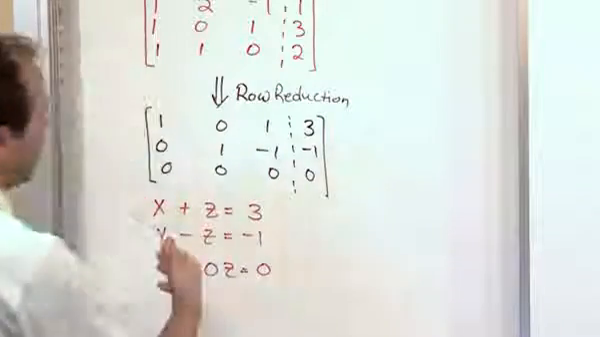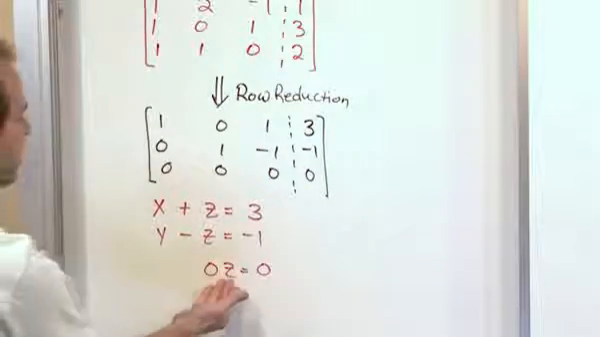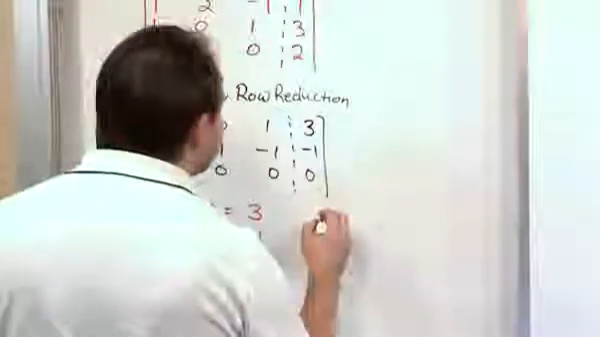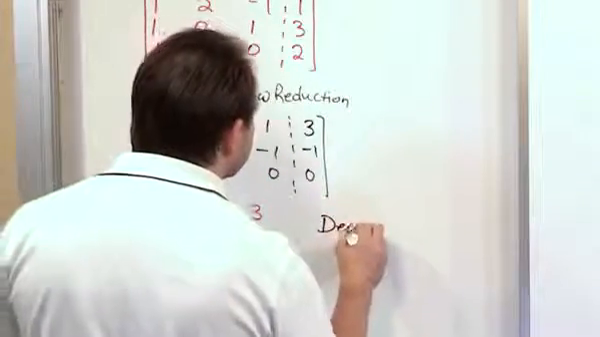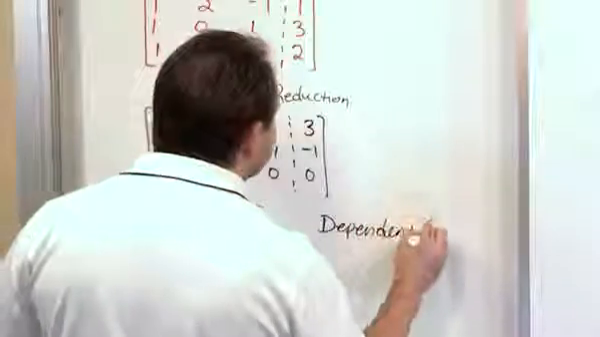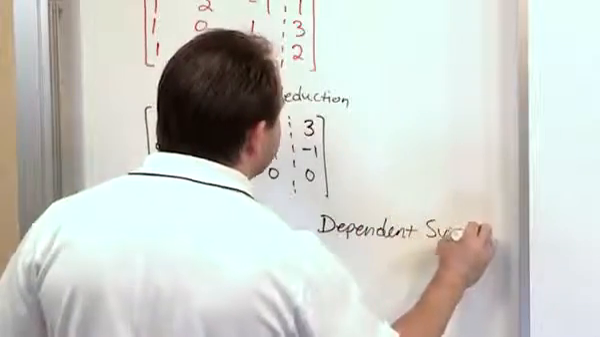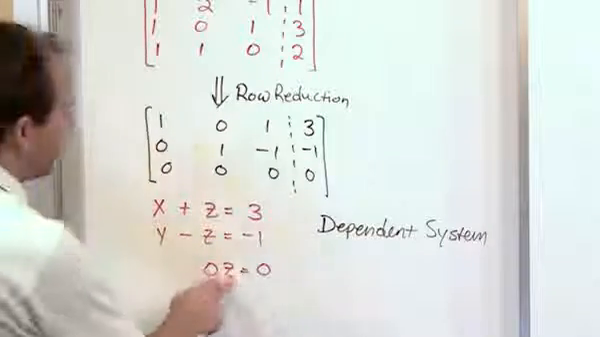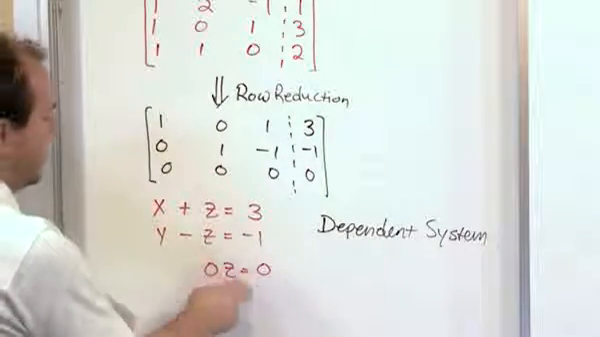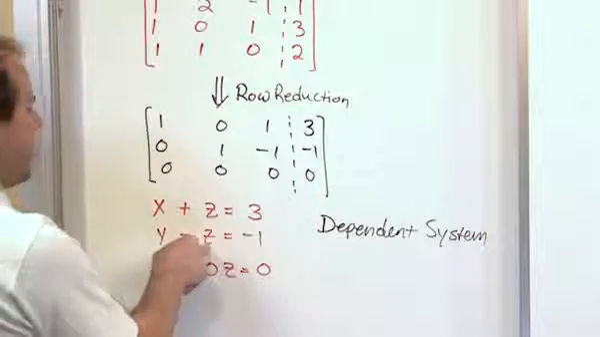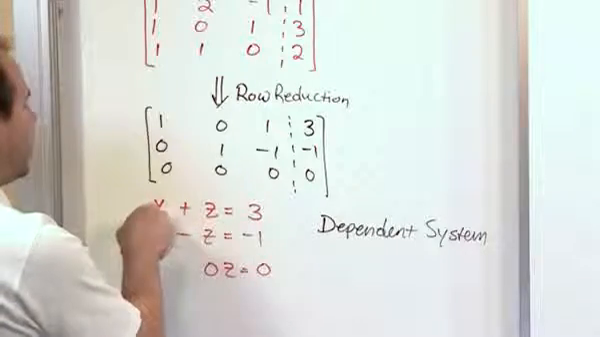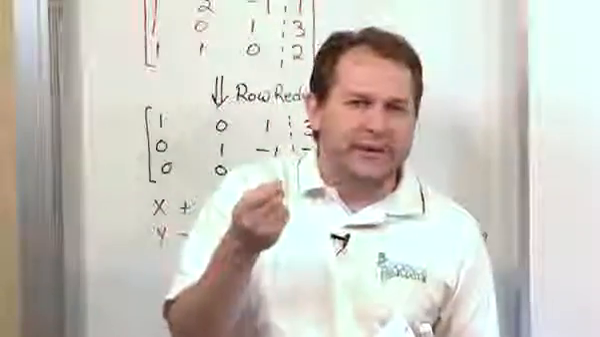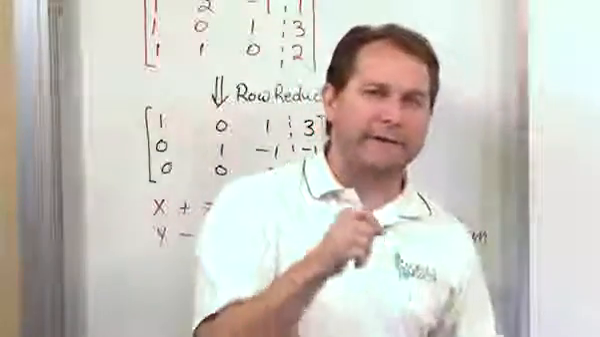So we say that the solution of the system is really dependent on whatever value of z I happen to pick. So we call this a dependent system. Dependent on what? Well, dependent on whatever value of z I pick. If I pick z is equal to 1, for instance, it satisfies the third equation. Then I can put a 1 in here and a 1 in here, and I can solve for x and y.